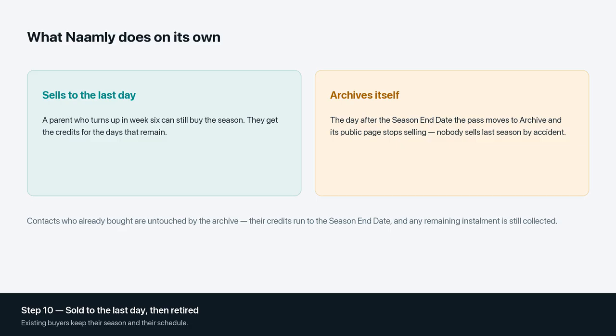2 things Nomly handles on its own. A season can be bought right up to its last day, so the parent who turns up in week 6 still gets the credits for the days that remain. And the day after the season ends, the pass archives itself and its public page stops selling, so nobody sells last season by accident. Contacts who already bought are untouched.